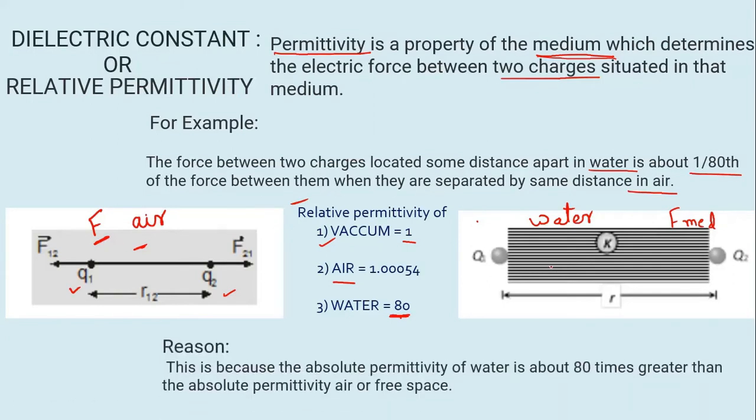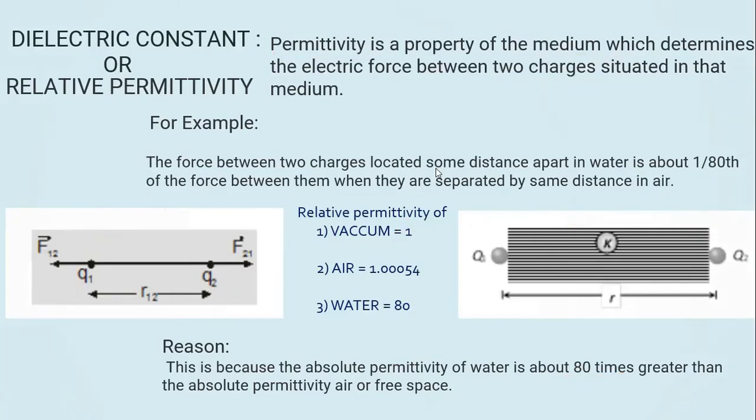So why is the force in the medium reduced? The force in a medium is reduced because the absolute permittivity of water is about 80 times greater than the absolute permittivity of free space. Here you can see that the permittivity of water is 80 times that of vacuum. So the more the relative permittivity, the lesser will be the force between them. The lesser the permittivity, the stronger the force between the two charges. This is the concept of permittivity. Indirectly, it gives us the magnitude of the force, how the force is going to be affected when the charges are present in different media.